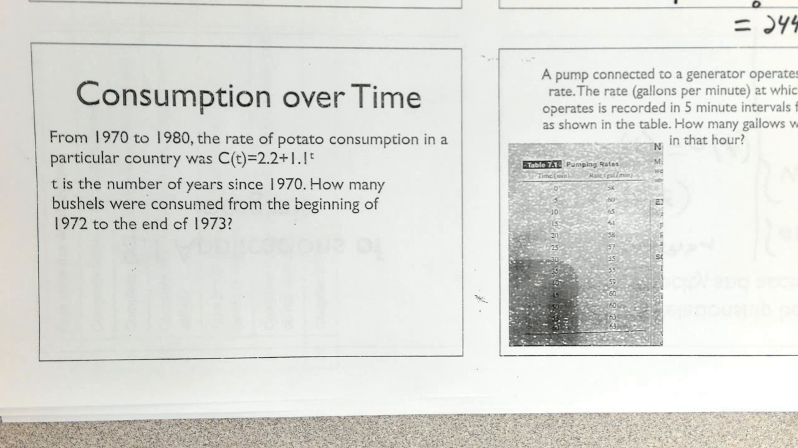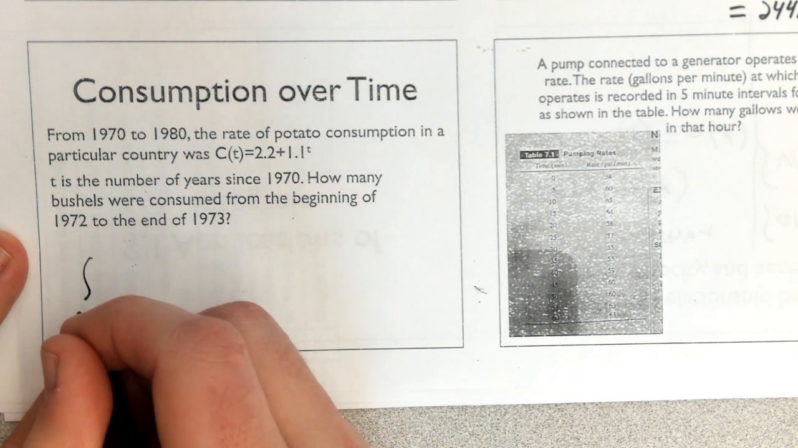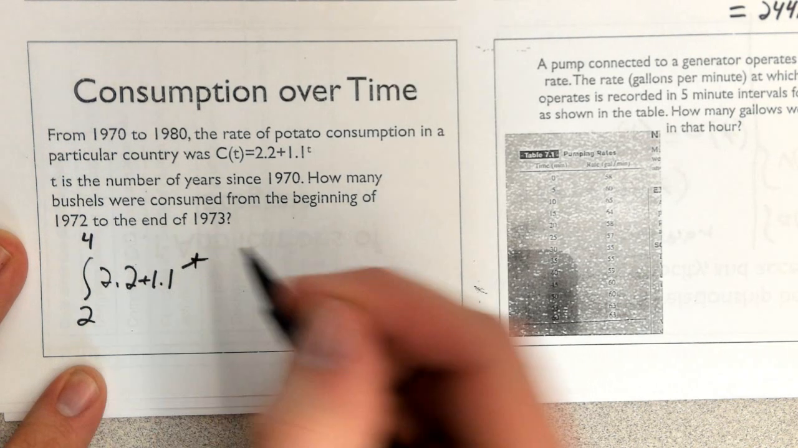What you need to understand here is that you're given a rate function, the rate of potato consumption. So if you want to know how many bushels of potatoes were consumed, you need to antiderive or integrate underneath the rate function to figure out the amount. 1972 would be when t is equal to 2, to the end of 1973, which would be when t is equal to 4. So we are going to integrate from 2 to 4 of 2.2 plus 1.1 to the t dt.